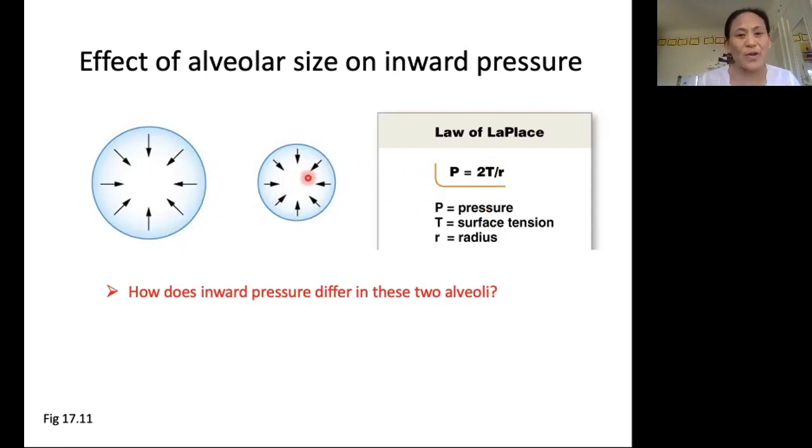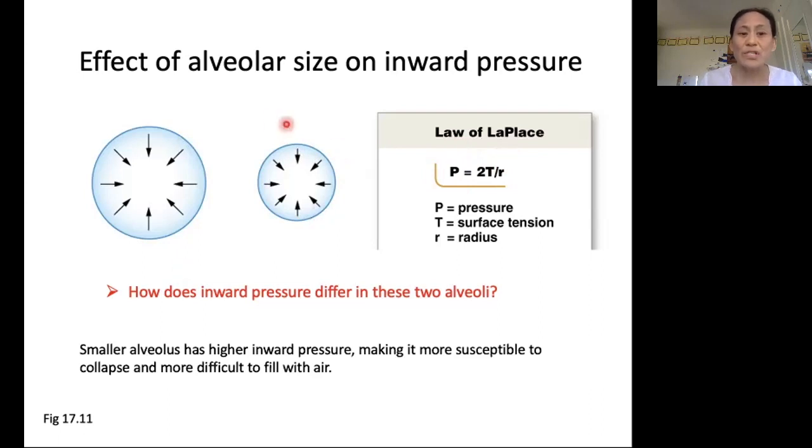Okay, so hopefully you figured out that a smaller radius makes your pressure bigger. So your smaller alveolus is going to experience a higher inward pressure, making it more susceptible to collapse and more difficult to fill with air. These small alveoli in our lungs are hard to fill with air and they collapse more easily. That's kind of a problem because we want to be able to use all of our alveoli. How can we solve that problem?